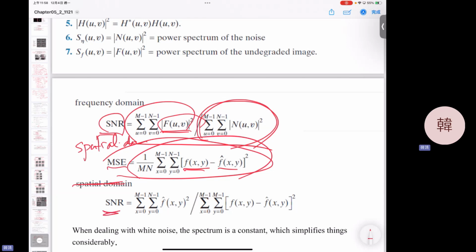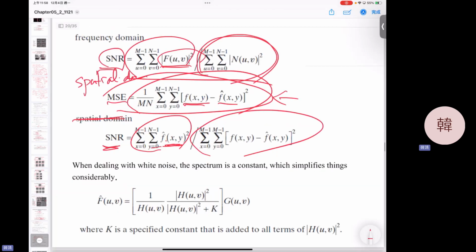And the signal noise ratio value is just what? Take the estimate result, you estimate this result from your degraded image, take the square of every estimated value in the spatial domain and divide by the mean square error. So it's the signal noise ratio in the spatial domain. You can calculate this as your measurement.